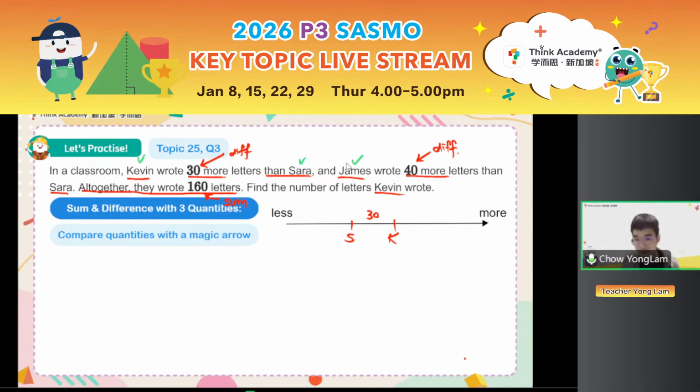Next, James wrote 40 more letters than Sarah. So this time, James is also more than Sarah, but it's 40 more. It's a bigger gap, right? Just like the erasers just now, right? It's a bigger gap, so we do it to the right further. And you know, Sarah and James, the difference is 40. So you label it like that. Okay, and from there, you know, okay, the difference between Kevin and James is 10 as well. Okay, now with this information given, you can draw the model.